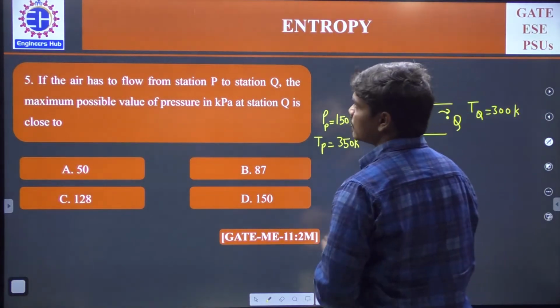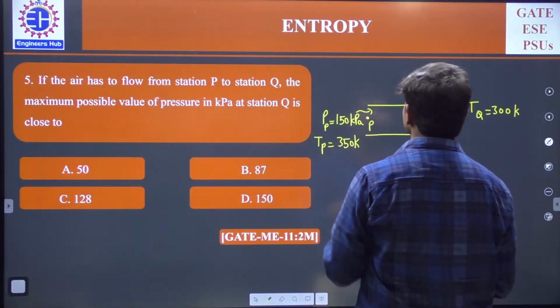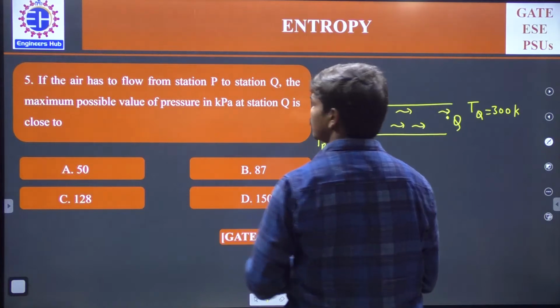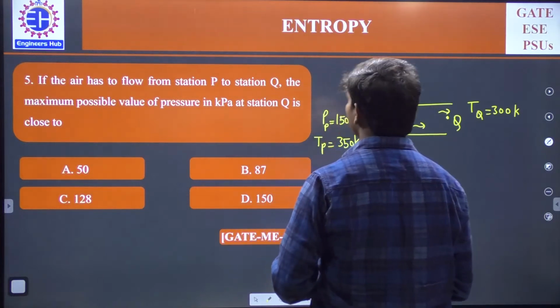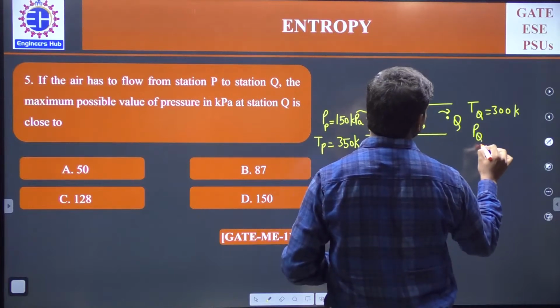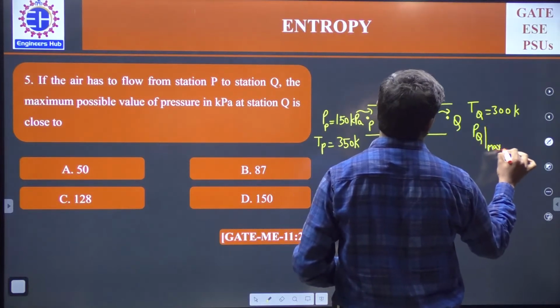Next, if the air has to flow from P to station Q, we assume the correct direction, so let us suppose A is flowing this way. Then the maximum possible value of the pressure in kilopascals at station Q is close to, so P_Q max. This is what they want.